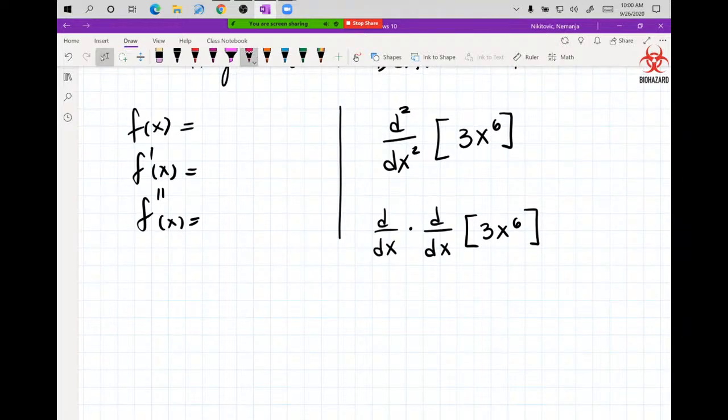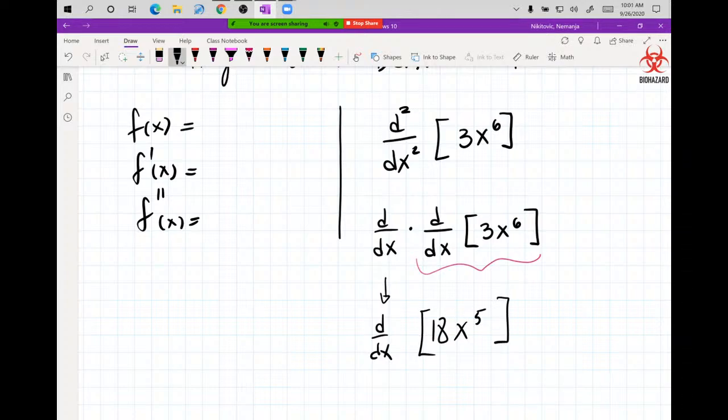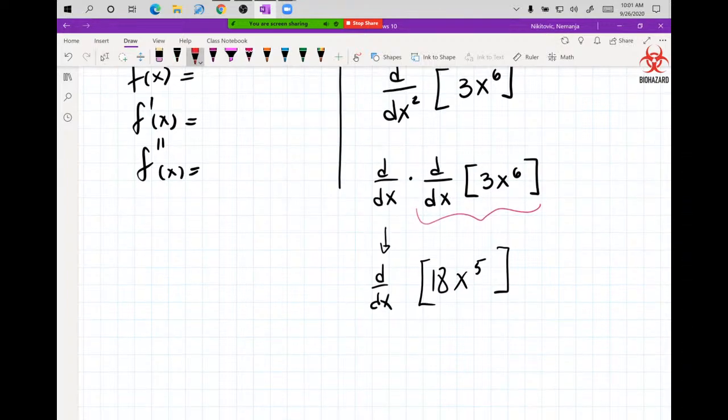So now, by order of operations, right, you do this one first. You copy this d over dx, and you have your 18x to the 5 in here, because that's your derivative of 3x to the 6. And that's equivalent to you doing first derivative, but you still have one more derivative to go, which was actually the second derivative, which is what you wanted, right? So now 5 times 10 is 50 plus 40 is 90. So we have our 90x to the 4.